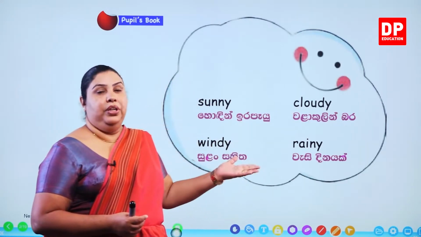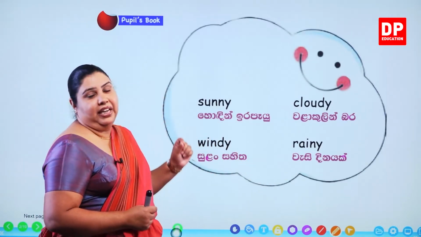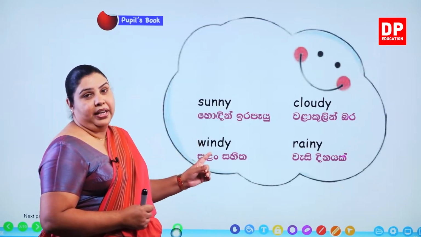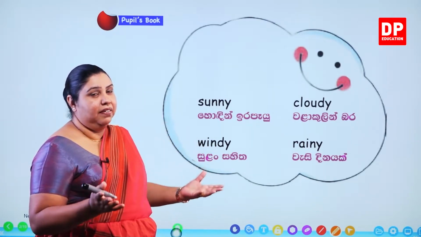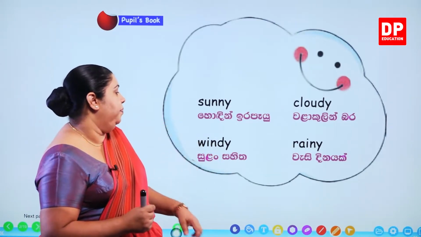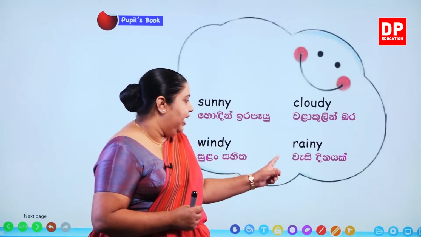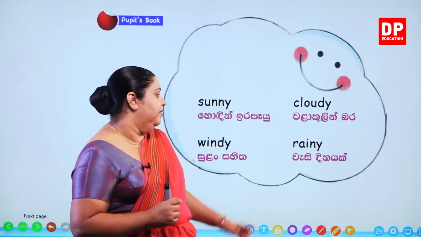C-L-O-U-D-Y. Cloudy. Cloudy කියලා කියන්නේ වලාකුළු වලින් බර වුණු. Windy. W-I-N-D-Y. Windy. කියන්නේ හුලං හුඟක් හමන දවසකට අපි කියනවා it's a windy day. Last one, rainy. R-A-I-N-Y. Rainy day. වැසි දිනයක්.